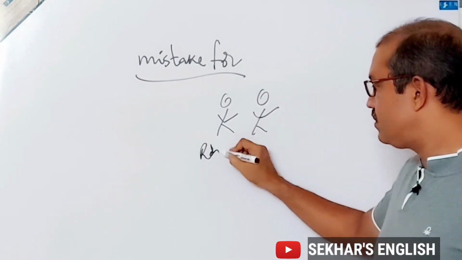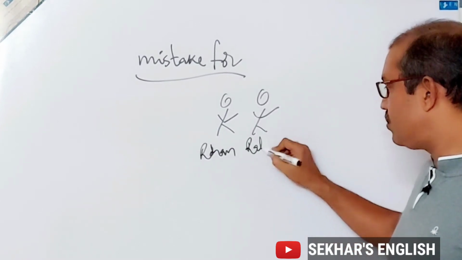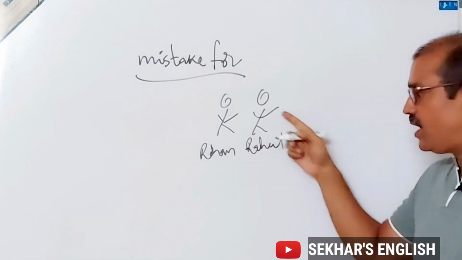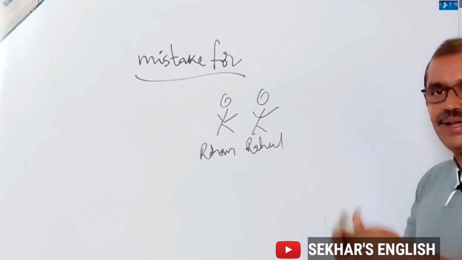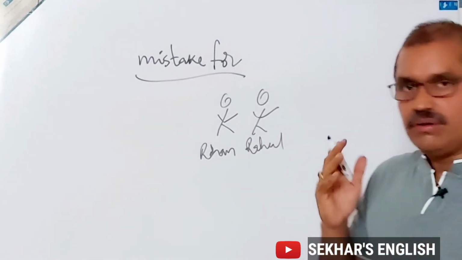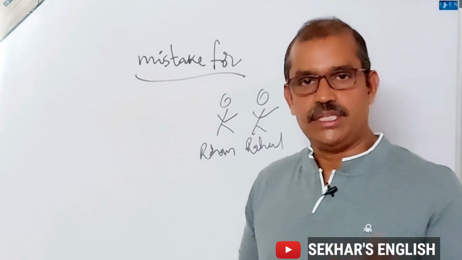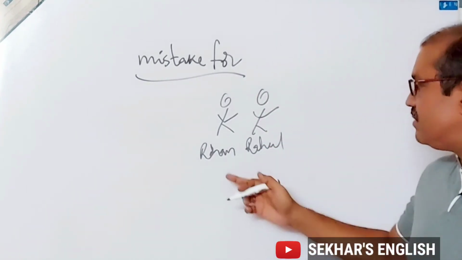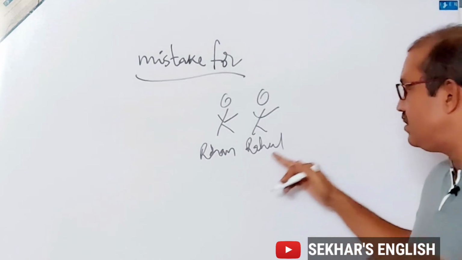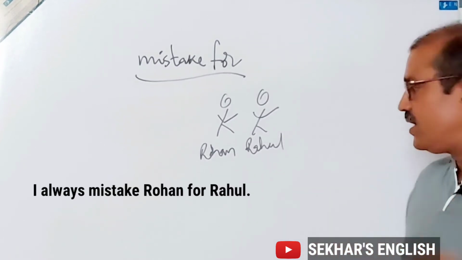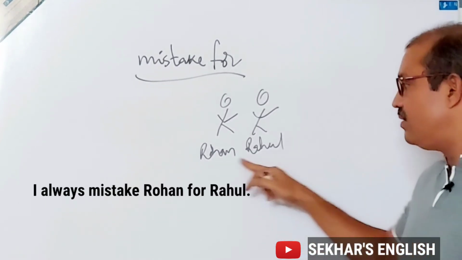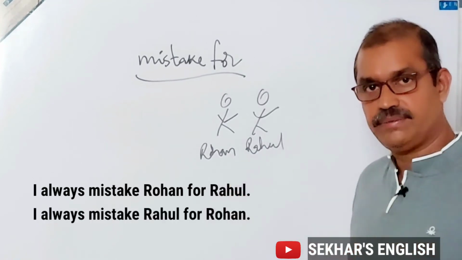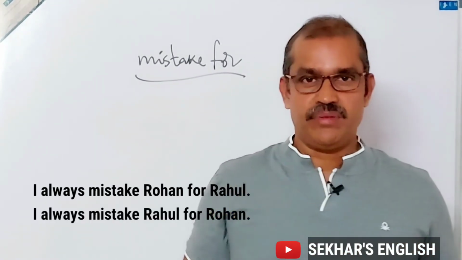So this is Rohan and this is Rahul. They look alike. That's why generally we confuse. Then we can say, I always mistake Rohan for Rahul. The same way you can say, I always mistake Rahul for Rohan. Right? One more example for you.